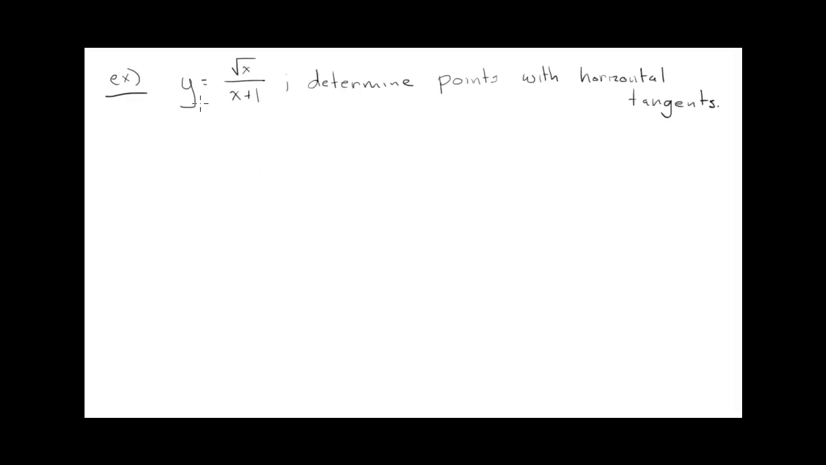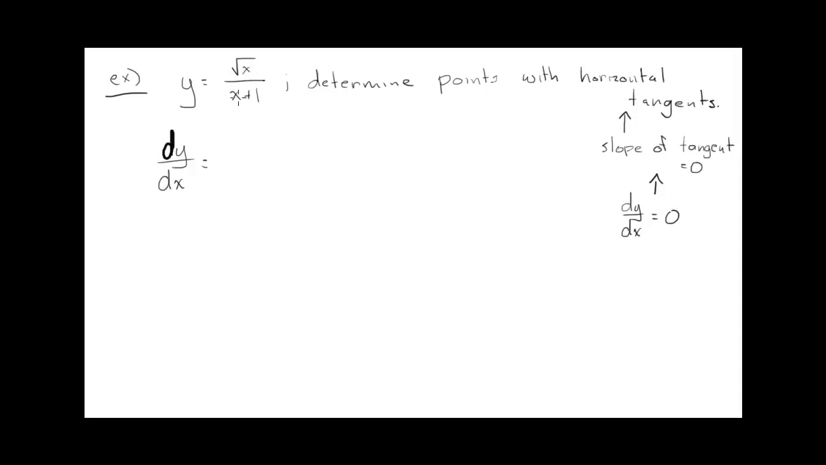Okay, third example, we want to look at this function and determine all points with horizontal tangents. So dy by dx. Well, before I take the derivative, let me talk about how we're going to answer this question. Horizontal tangents, what does that mean? That means the slope of the tangent is 0, right? A horizontal line has a slope of 0. And what does that mean? Slope of tangent is 0 means that the derivative is 0, or dy by dx equals 0. So what we're going to do is determine dy/dx and set it equal to 0.